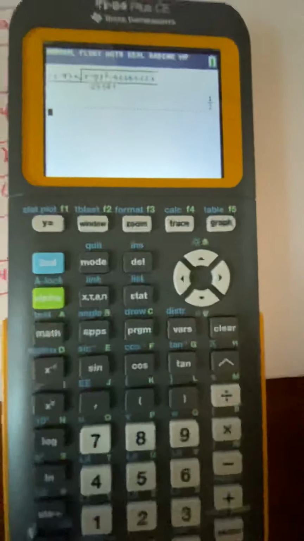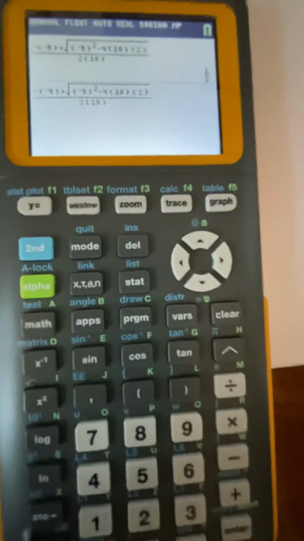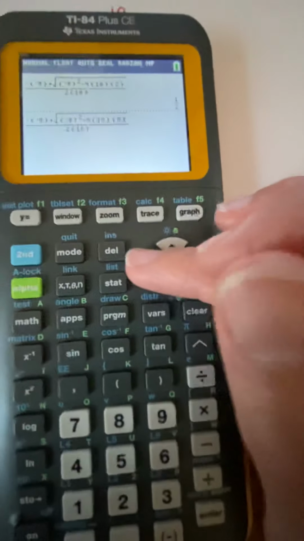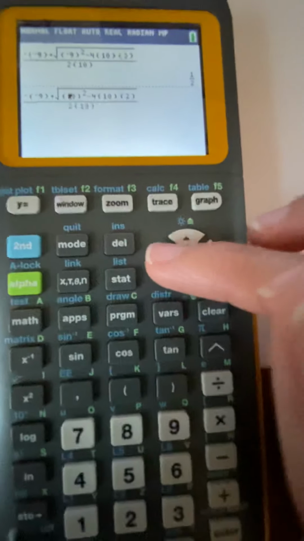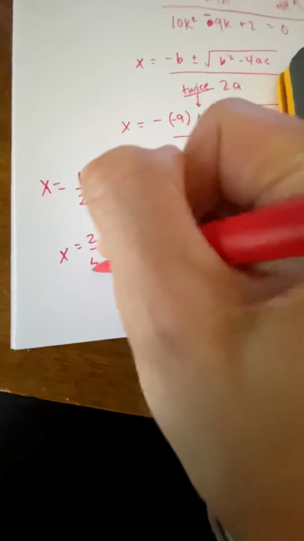Sorry. And then if I'm doing this on my calculator, remember the super, super easy way is hit second and then enter. Pulls up the same thing you just did. The only thing you need to do is get up to the numerator, change this plus here to a minus, hit enter again, and you get 2/5. So that's your other answer, x equals 2/5.